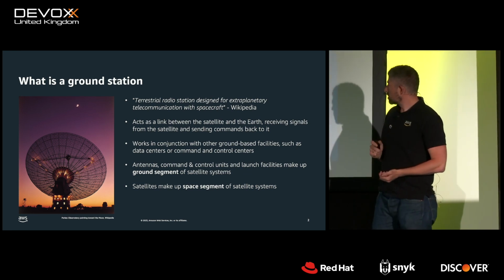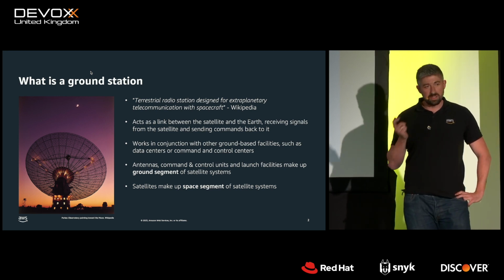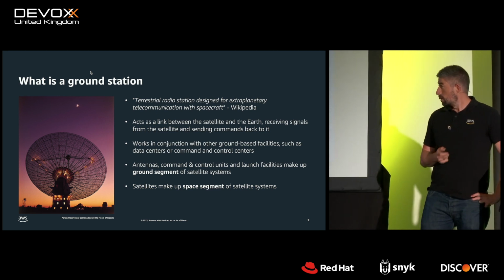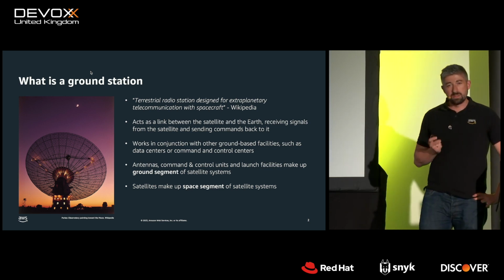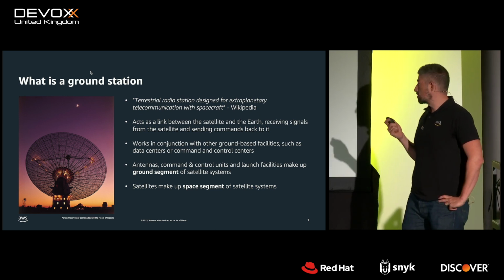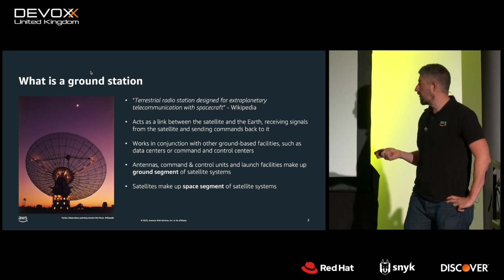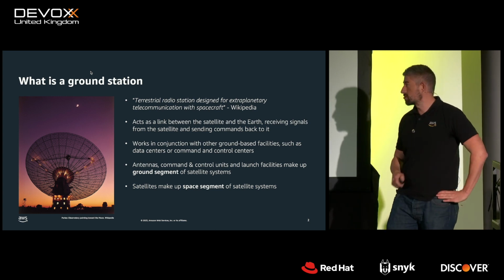It works in conjunction with other ground-based facilities, a command and control center, data centers, and many, many more. The ground segment is made up by antennas, the command and control units, but also the launch facilities, and the space segment is made up by the spacecraft, mostly satellites.